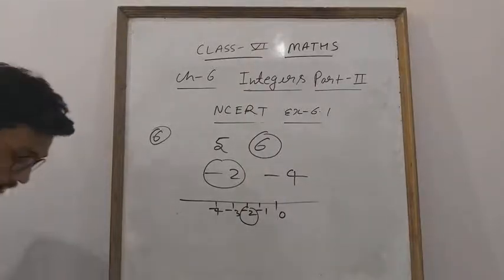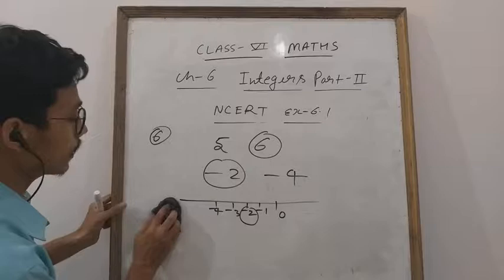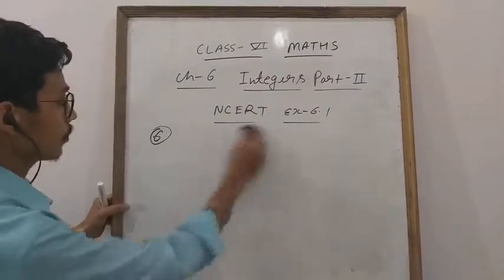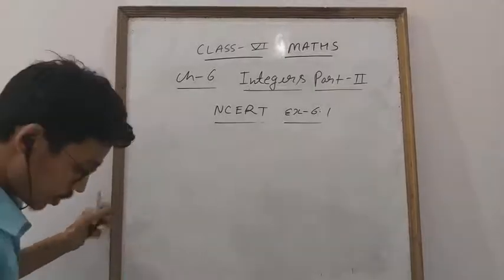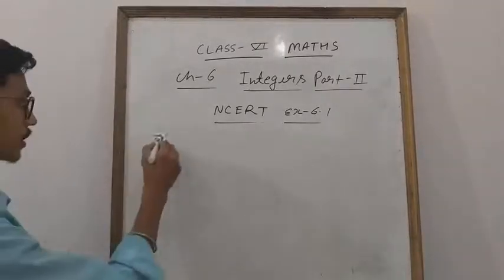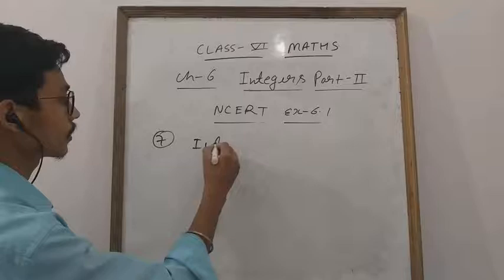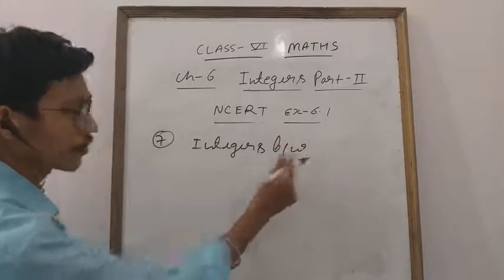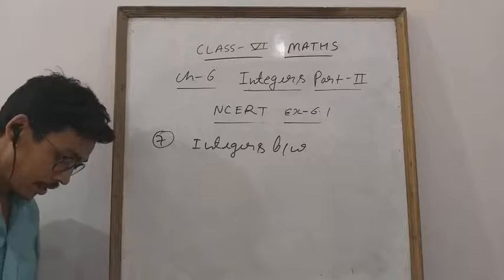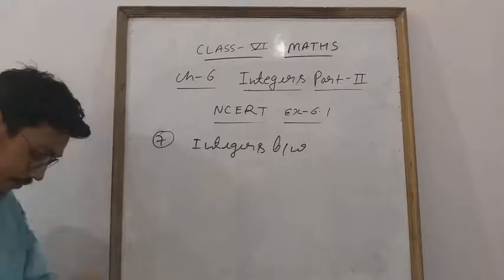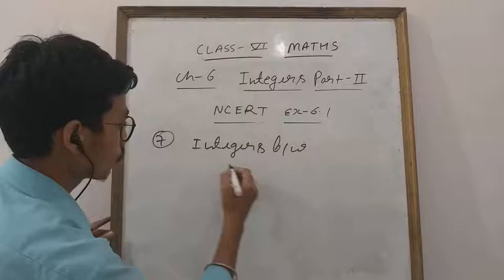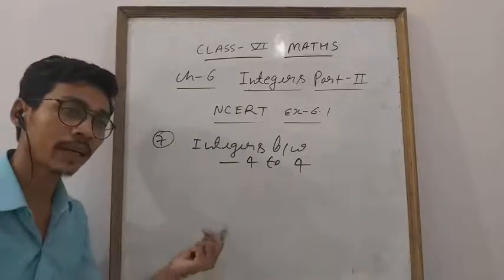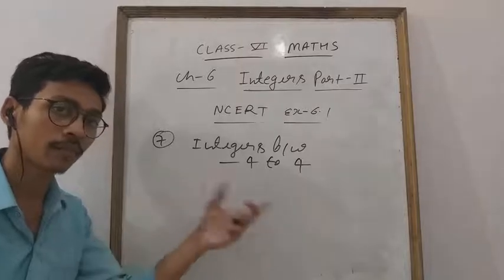Next, write all the integers between. See how to write down integers between the numbers. Question number 7: write all integers between. I am going to do minus 4 to 4. See, student, minus 4 to 4. Some students write only minus 3, minus 2, minus 1, that's it. But this is not the proper answer.